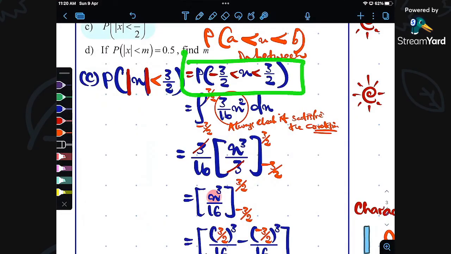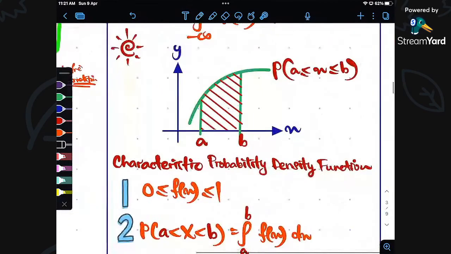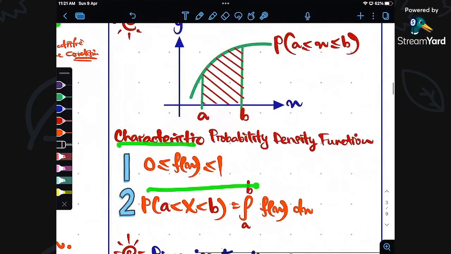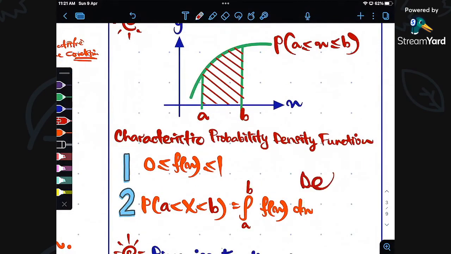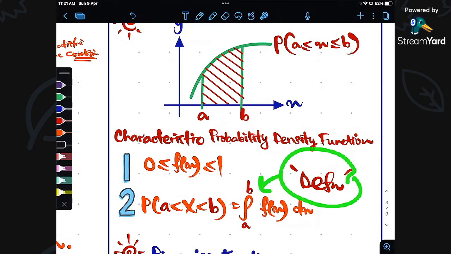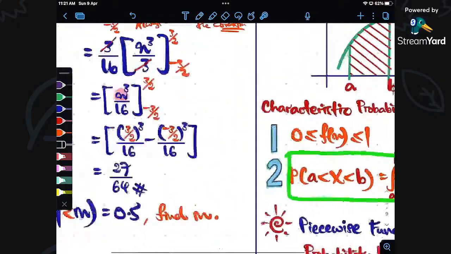So this is basically the definition as well. Even though I call this a characteristic, this is also the definition. Please get used to the word, the definition of the PDF. All right.